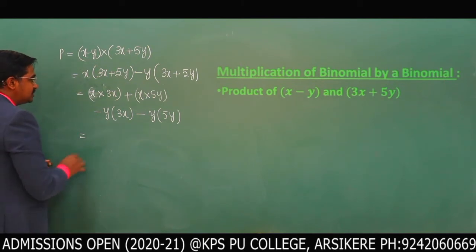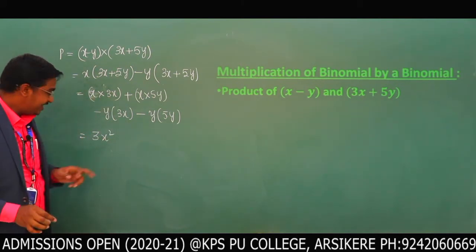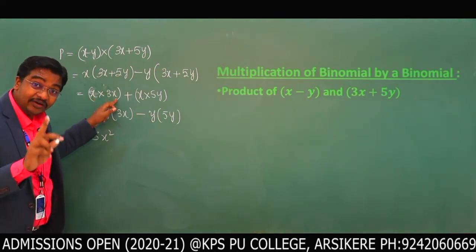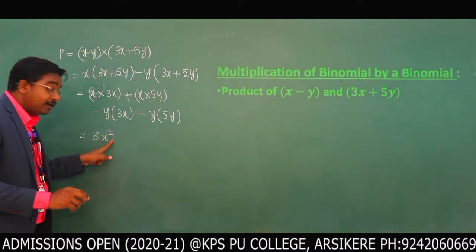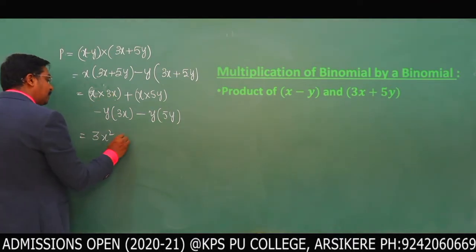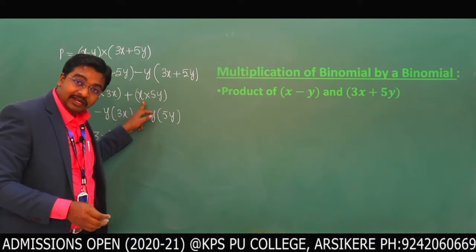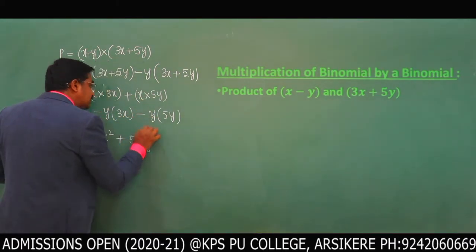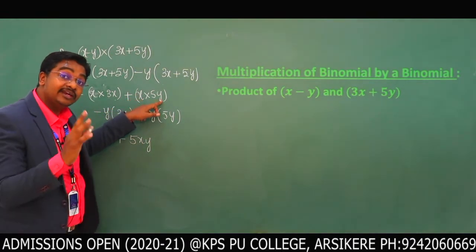So now this reduces to x into 3x, that becomes 3x square. The coefficient of x is 1 and here 3, so 1 into 3 becomes 3. x into x becomes x square, because the bases are the same, powers can be added. Plus x into 5y, because they are unlike terms, just combine like this as 5xy, because the coefficient of x is 1, so 1 into 5 becomes 5.